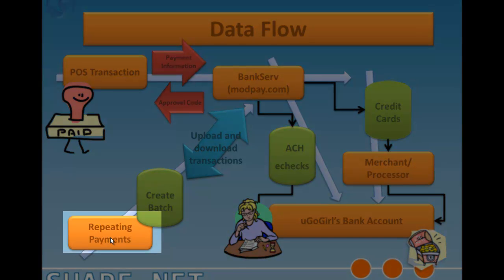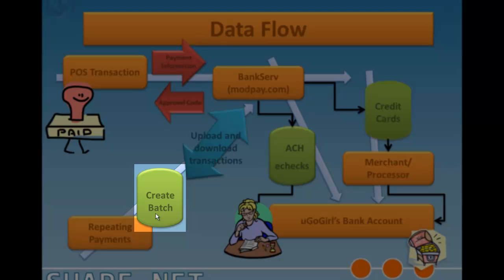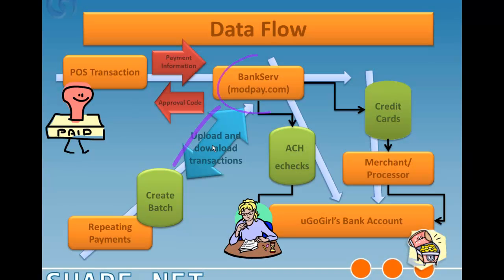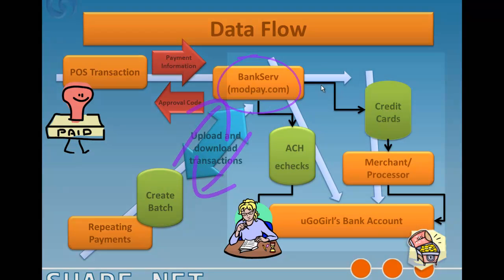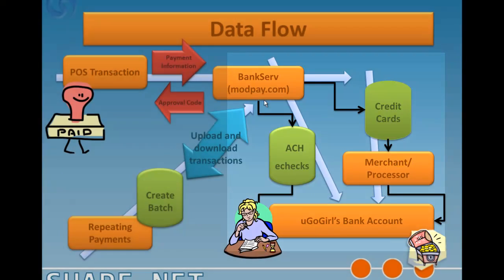If we're talking about a repeating payment, a monthly payment on either a service or a membership, or a quarterly payment, or any kind of payment we run as a batch, you'll create that in a batch, whether it's weekly, monthly, daily, twice a month. You'll send that batch up to BankServe. BankServe is then going to do the same thing. ACHs are going to go right to your bank. Credit cards will go to the merchant processor and then into your bank. BankServe will let us know if any of these transactions failed. You'll download the file to Shape, and you'll know who failed.